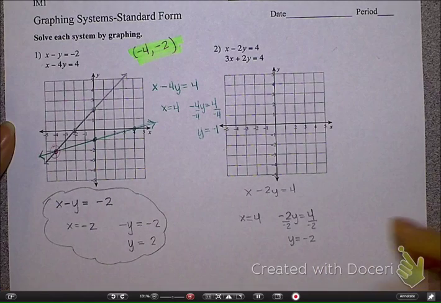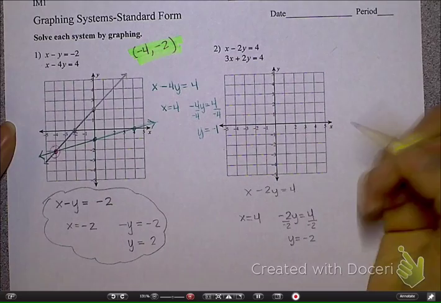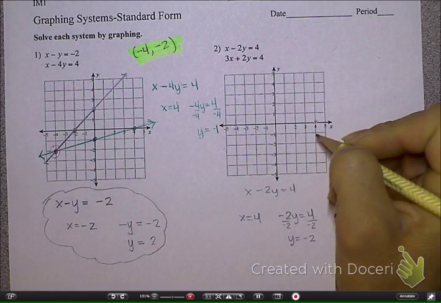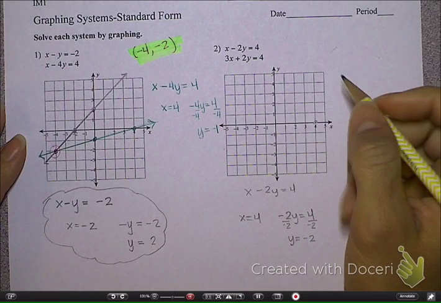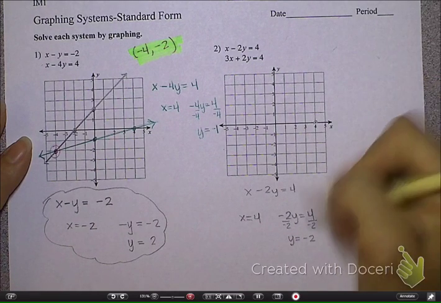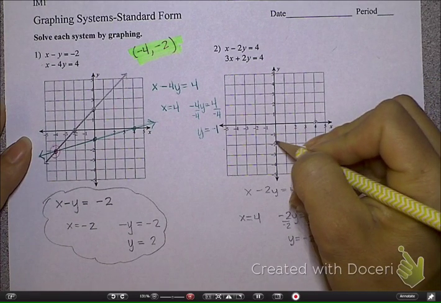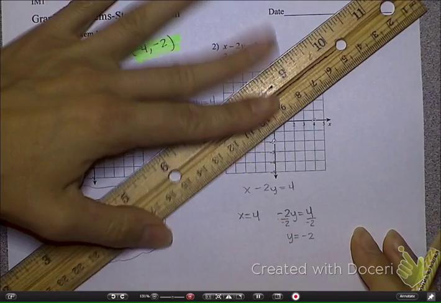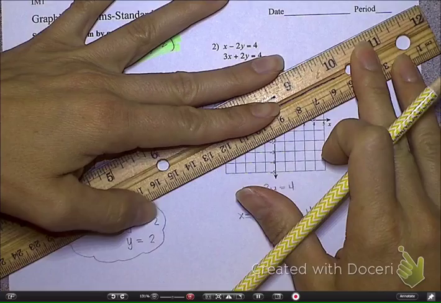Okay, so let's go ahead and put each of these onto the graph. So x equals positive 4 goes right here, thank you. Okay, and y equals negative 2 goes right here. Okay, so now we can go ahead and connect these, right? That one was easy.